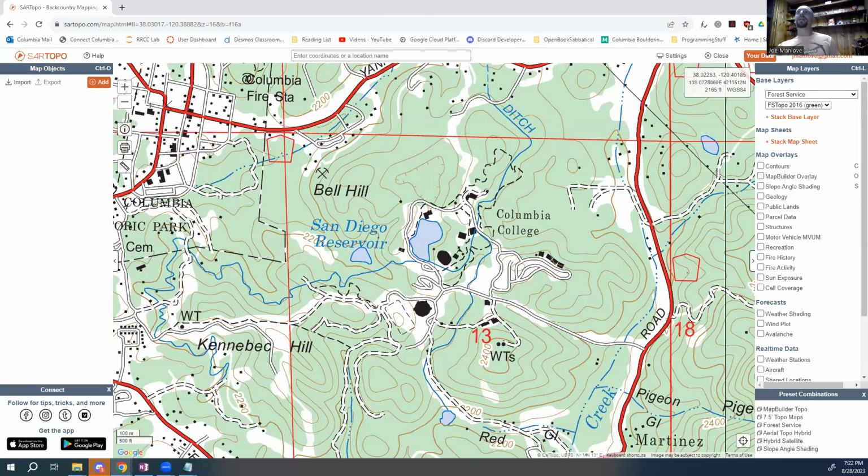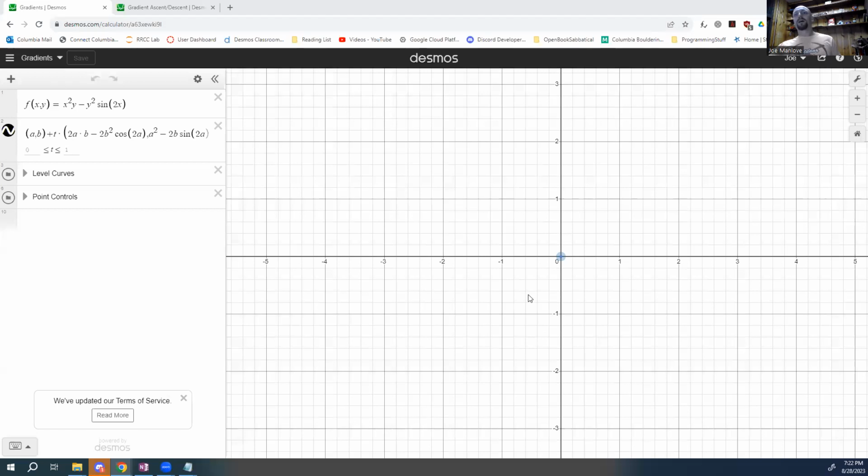So to that end, I have created a couple of toys. So here's a toy about gradients generally. Here I've got this function, x squared y minus y squared sine of 2x, right? I just made some up. I'm in the two-dimensional case because putting these on a three-dimensional thing kind of trips with your head.